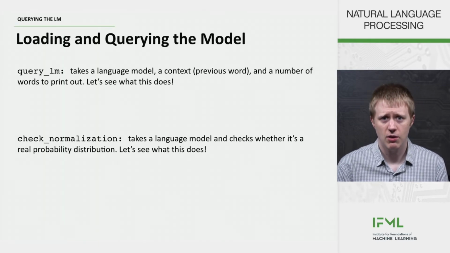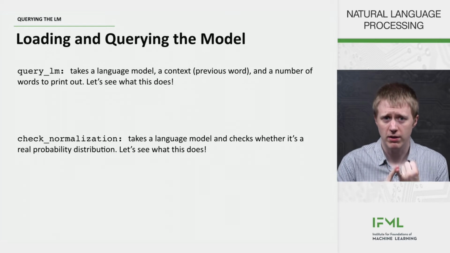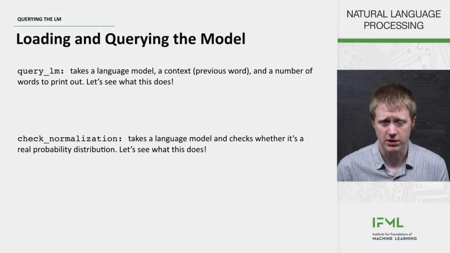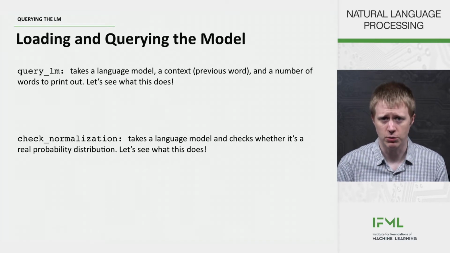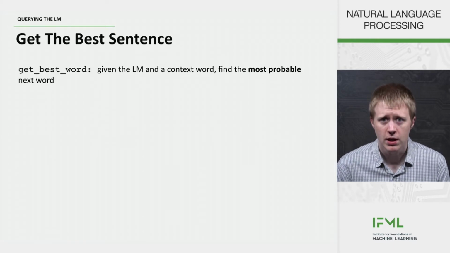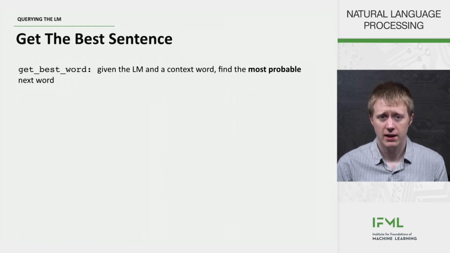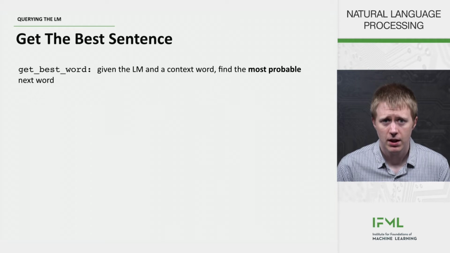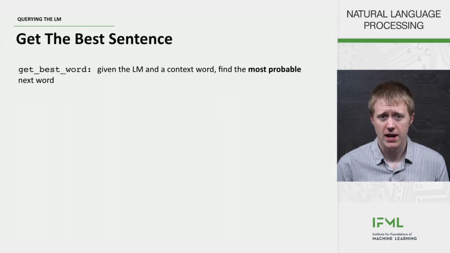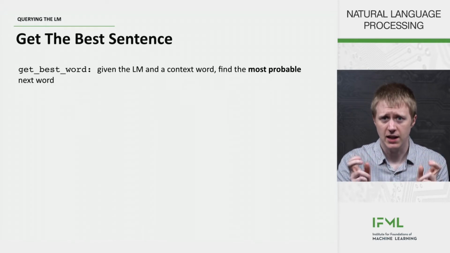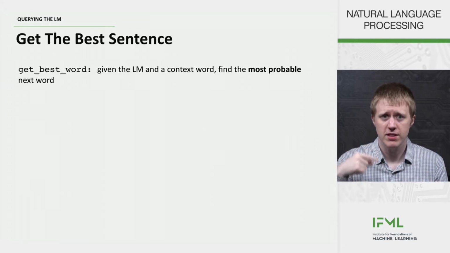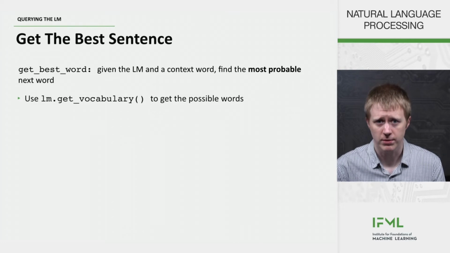So what we looked at here was what query lm and check normalization can do, and how to load and query the model here. So turning to the stuff that you'll be building, we have a function here, getBestWord, which takes an lm and a context and is supposed to return the most probable next word.